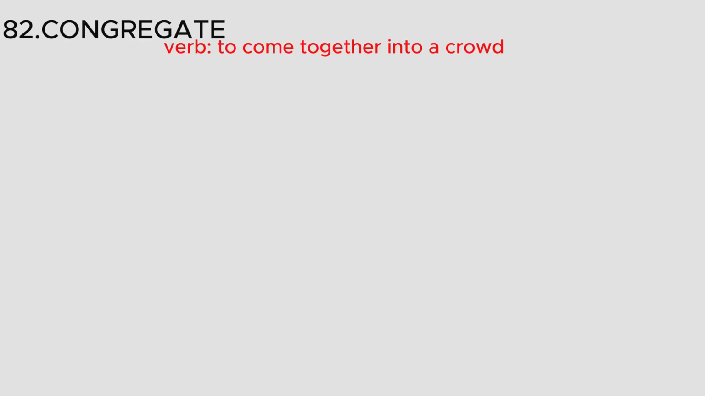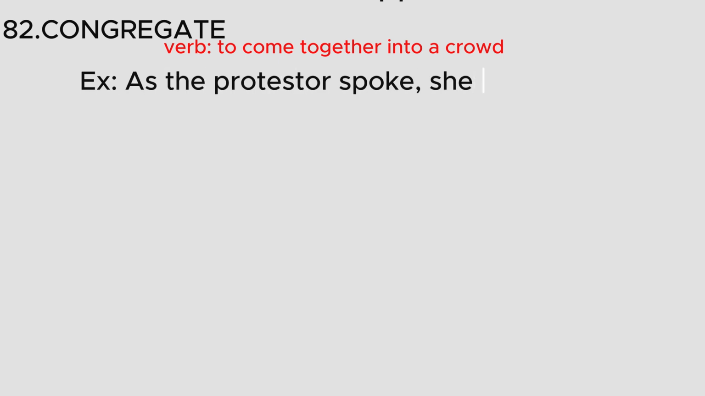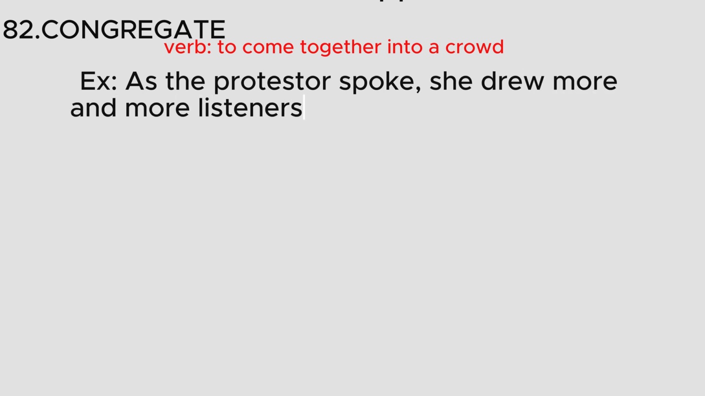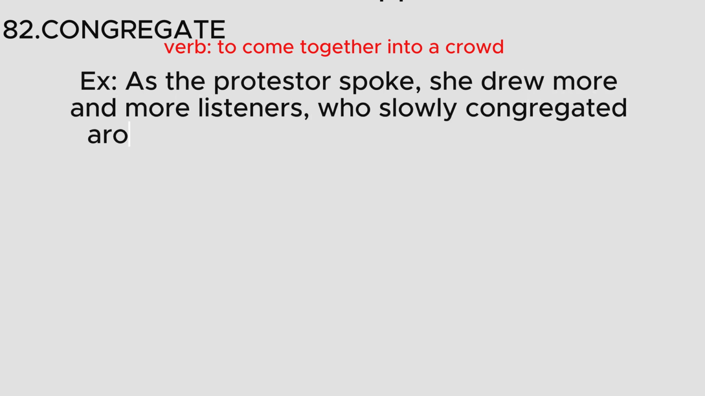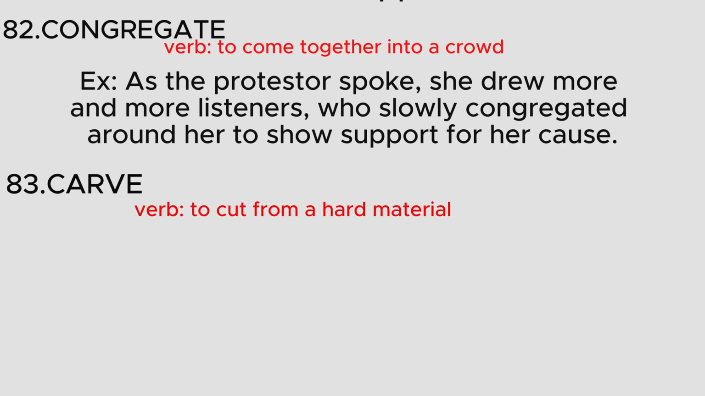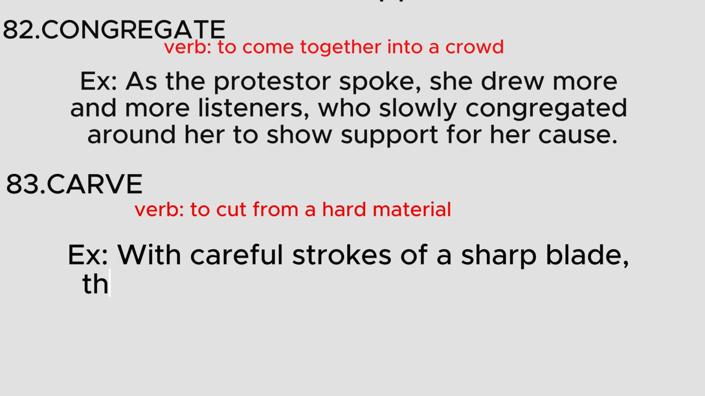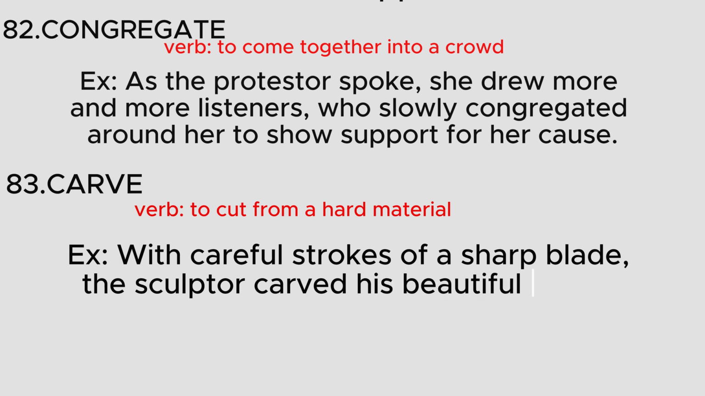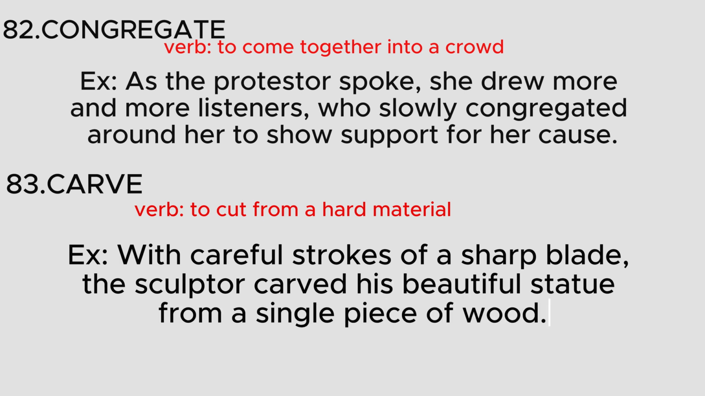Congregate: to come together into a crowd. Example: as the protester spoke, she drew more and more listeners, who slowly congregated around her to show support for her cause. Carve: to cut from a hard material. Example: with careful strokes of a sharp blade, the sculptor carved his beautiful statue from a single piece of wood.